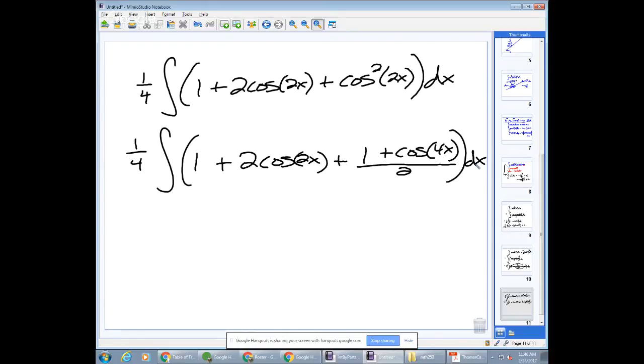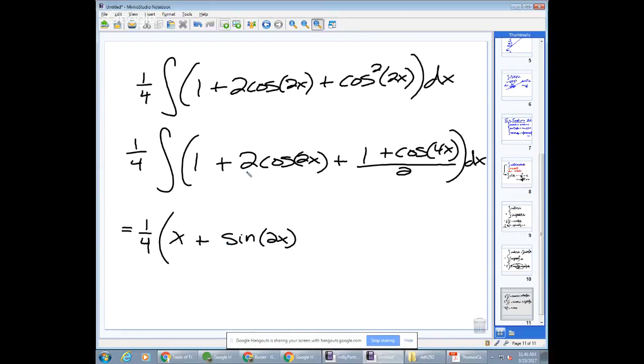So let's do that. So let's see, we're going to have that 1/4 hanging out. Antiderivative of 1 is x. Antiderivative for the twice the cosine of 2x. Well, the derivative of the sine is the cosine, so that's going to be positive. So yeah, careful. That's something that I make a mistake about all the time.